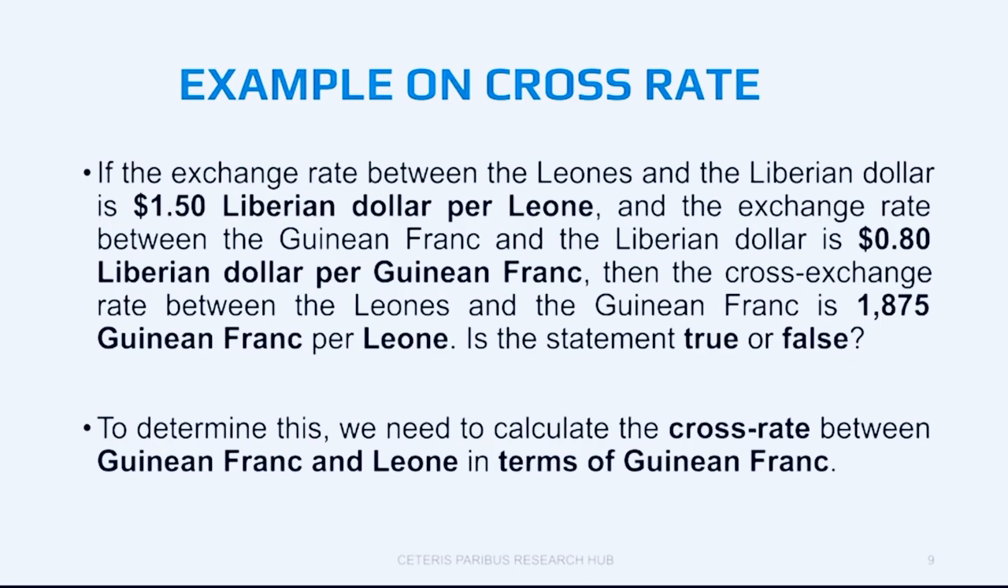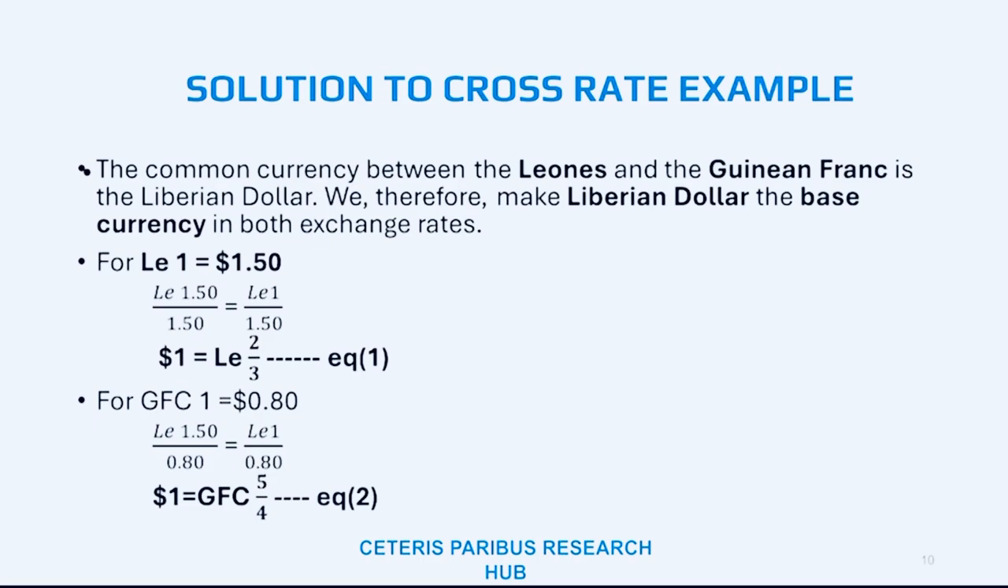So to determine this, we need to calculate the cross rate between leones and Guinean franc in terms of the Guinean franc. So you look at the common currency. The common currency between the leones and Guinean franc is simply the Liberian dollar. So we use the alternative formula. We therefore make the Liberian dollar the base currency in both exchange rates.